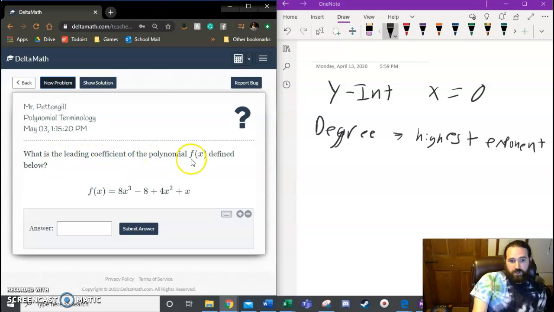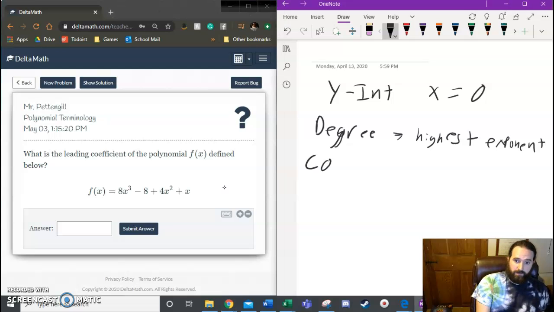So what is the leading coefficient in the polynomial f of x defined below? So what they want us to do here is think about this in standard form. Leading coefficient is going to be, and you should remember a coefficient is the number in front of the variable, or just a number by itself. So we have 8x to the third minus 8 plus 4x squared plus x. They don't want us to think of it this way. They want us to think of it in standard form, which would be the highest exponent first, which in this case is 8x to the third.